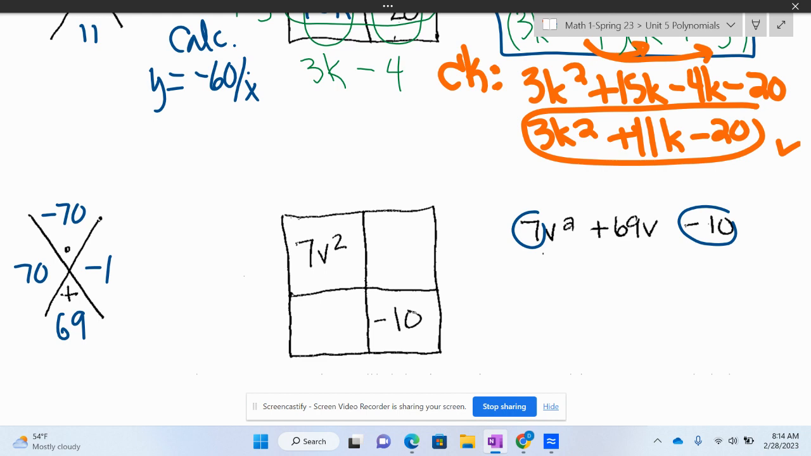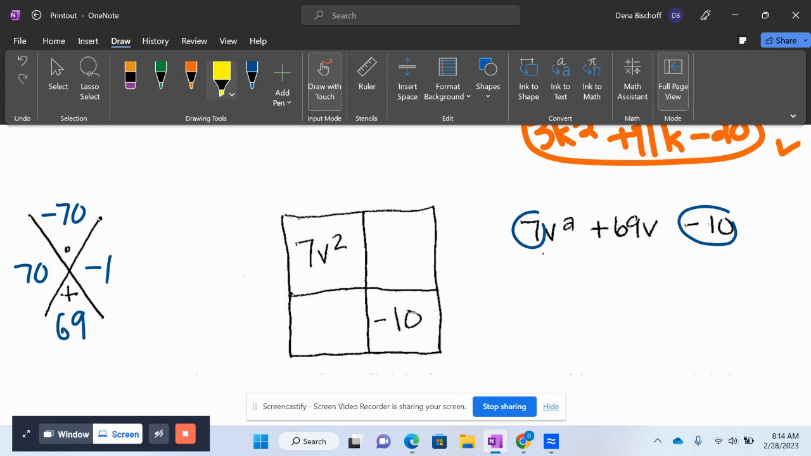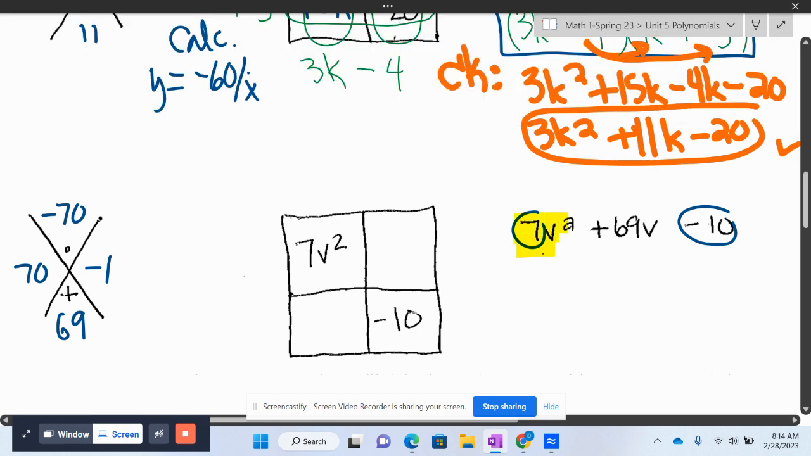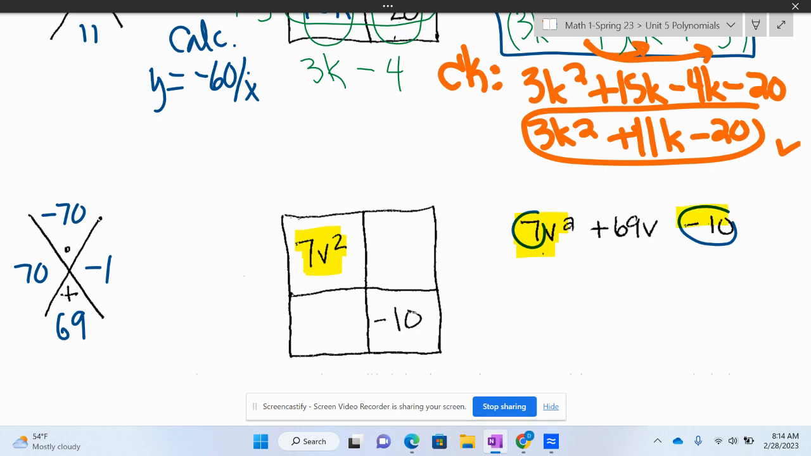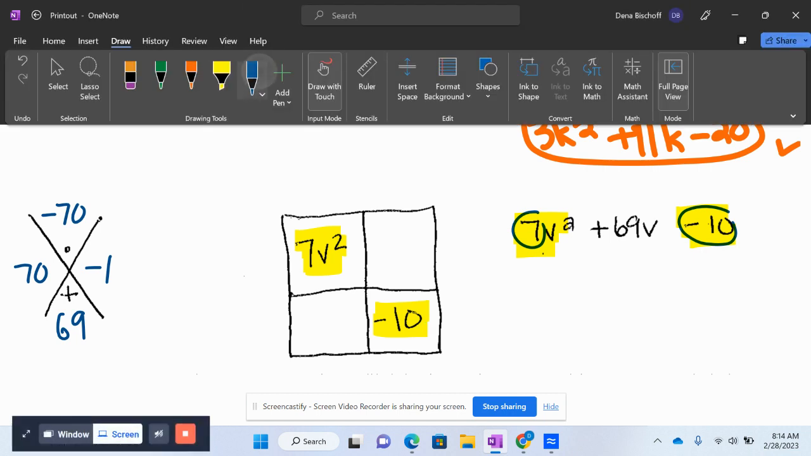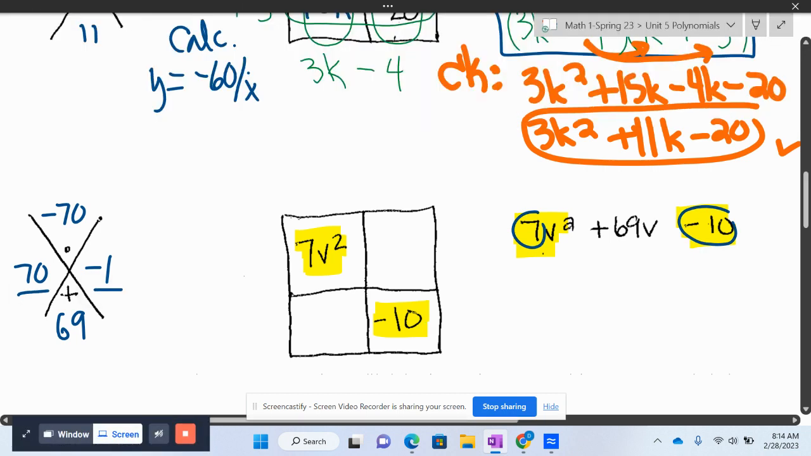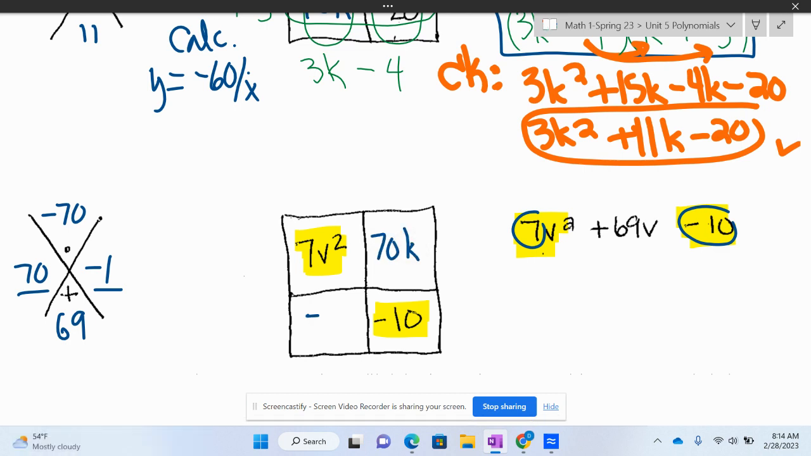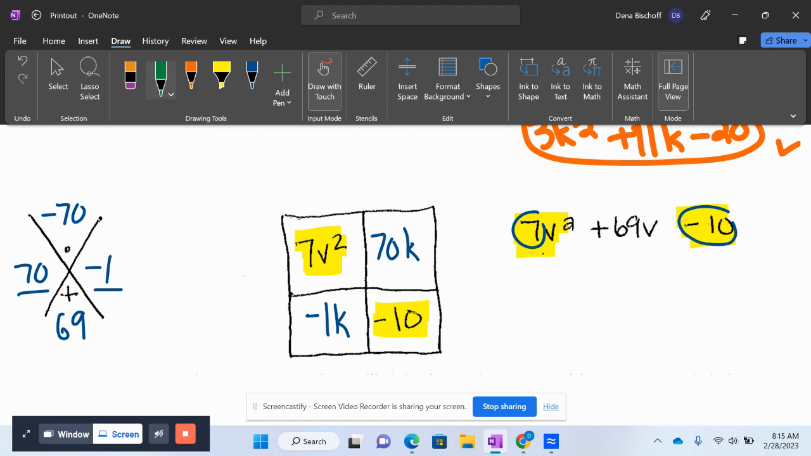So I just want to kind of point out what's going on in your factor box. The first term in your trinomial is the first term in your factor box. The last term is the last term. Does that make sense? The two factors that you choose are what you put in here, and it doesn't matter what order you put them in, because you're still going to do the greatest common factor of the row and the column. So they'll eventually be next to each other. So let's do the rows first.